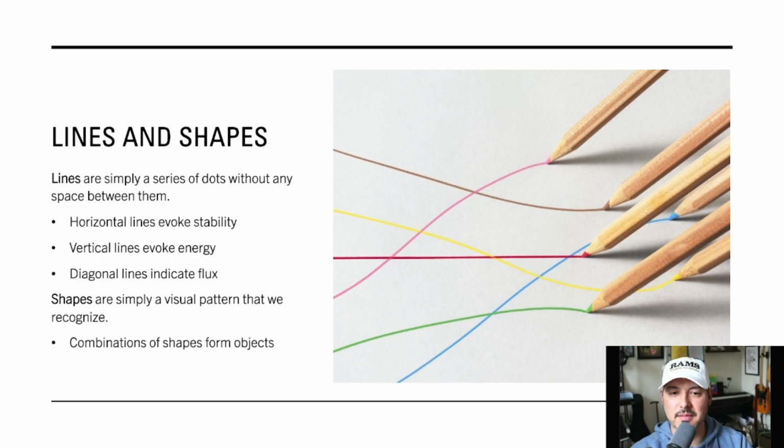So lines, just the position that a line is in, can drastically change how we feel about the image that we're looking at. And we'll get into that a lot more when we start looking at specific iconic images from history. We go from dots to lines to now shapes. Shapes are a visual pattern that we recognize, okay? So we recognize things like rectangle, square, circle, triangle, all those sorts of things that you studied in geometry or even first grade.